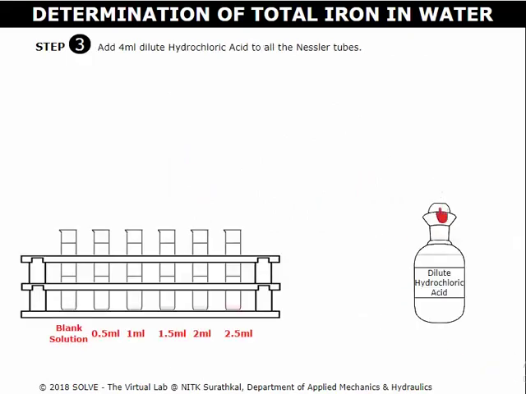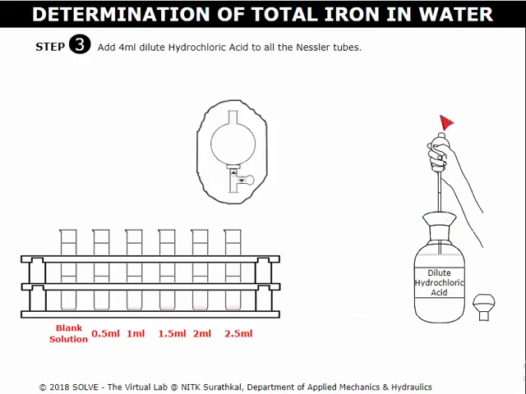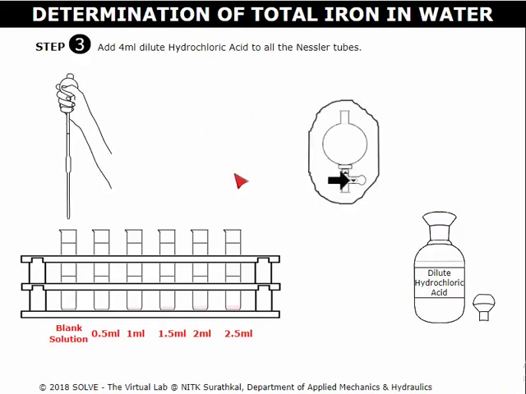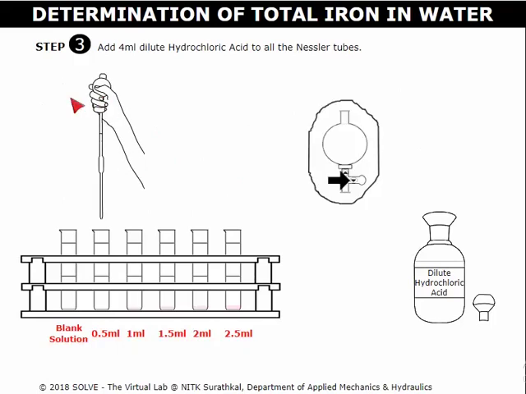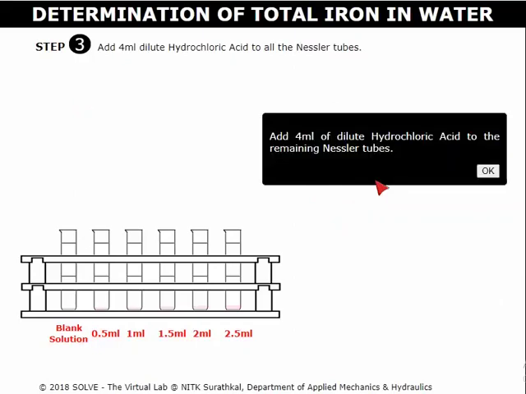Click here to open the bottle of dilute hydrochloric acid. Click on the pipette to insert it into the acid. Click on the upward pointing arrow to pipette 4 ml of the acid. Click here to release the acid into the Nessler tube. Similarly, add 4 ml of dilute hydrochloric acid to the remaining Nessler tubes.